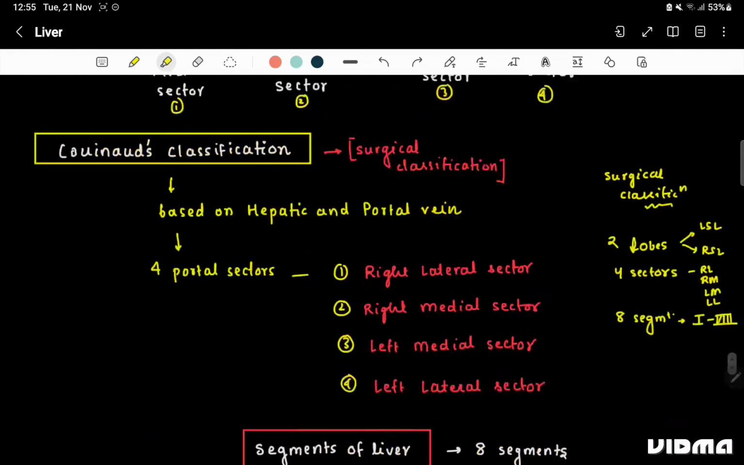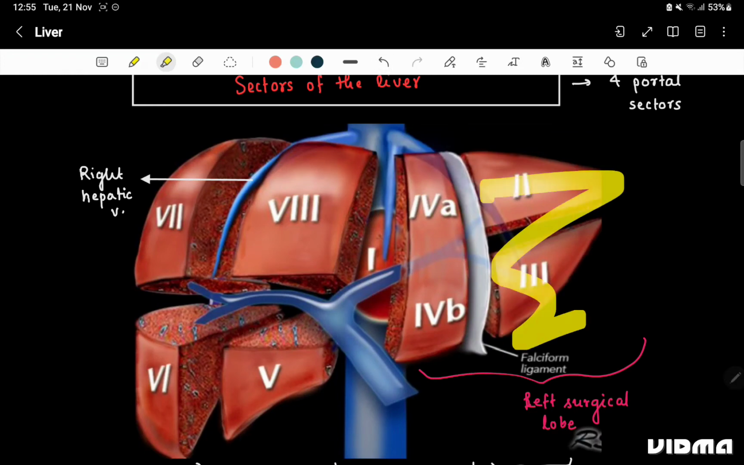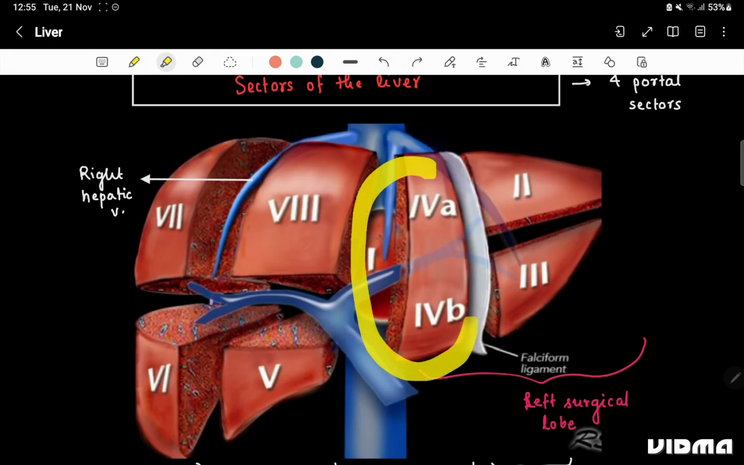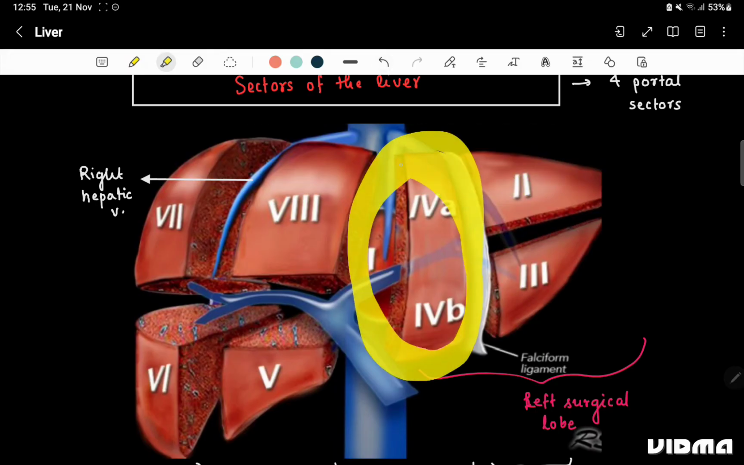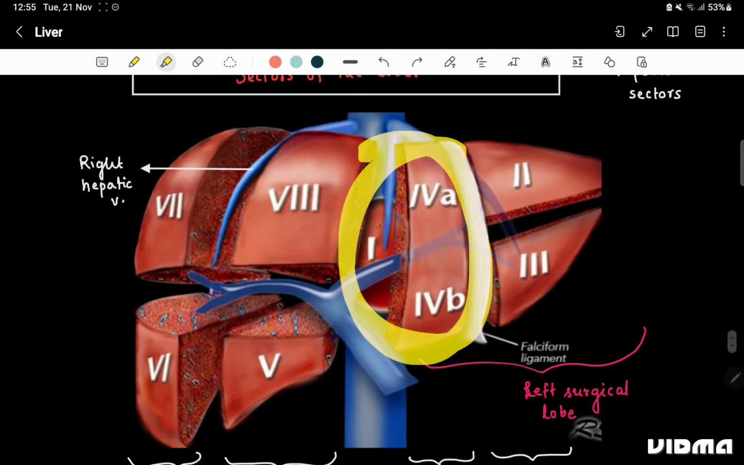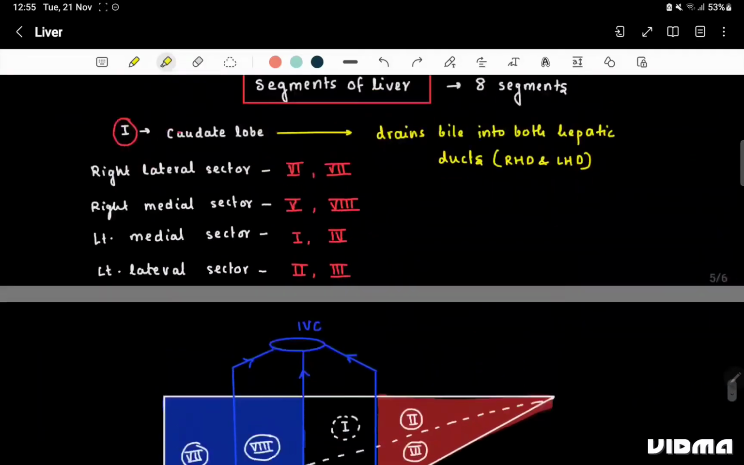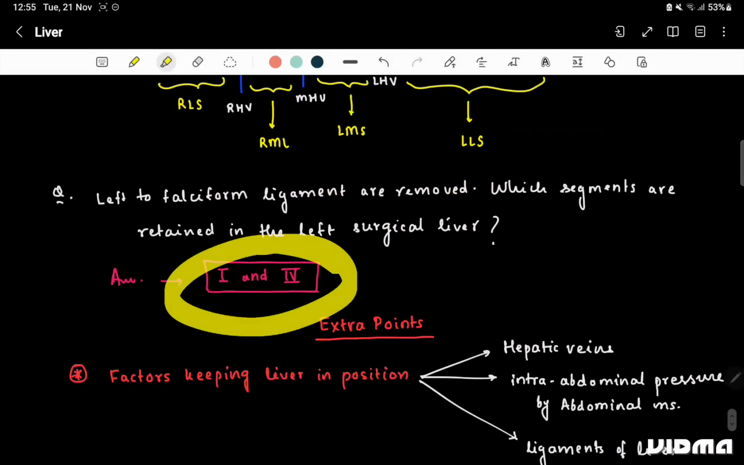Talking about the left surgical liver, here is the left surgical lobe. So left to the falciform ligament are removed. These are removed. So we will have these parts present in the left surgical lobe. So this is the left lobe, and here what parts will remain? Your 1 and 4. So the answer is your 1 and 4.